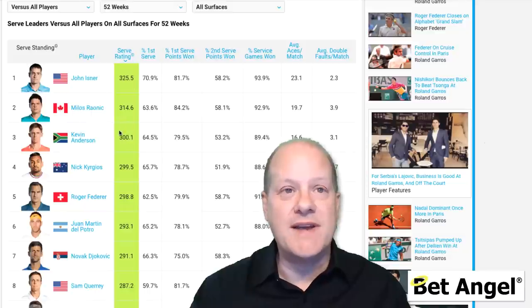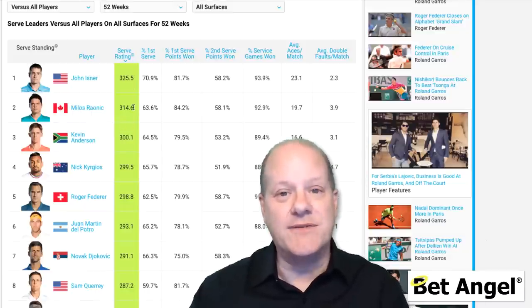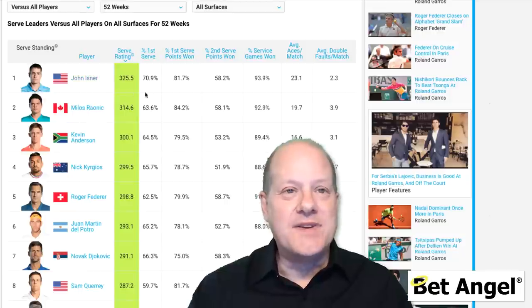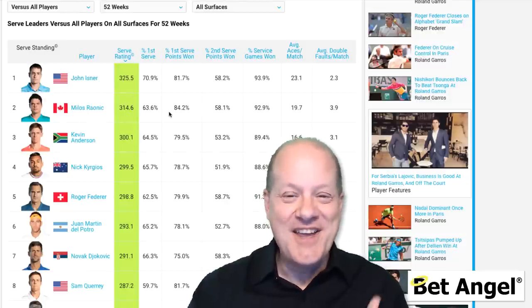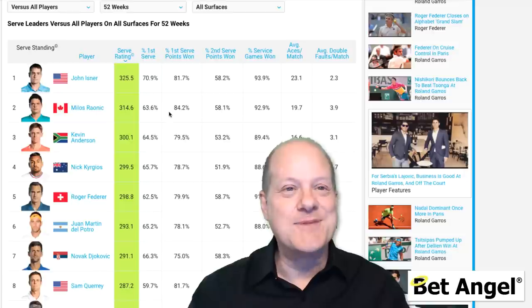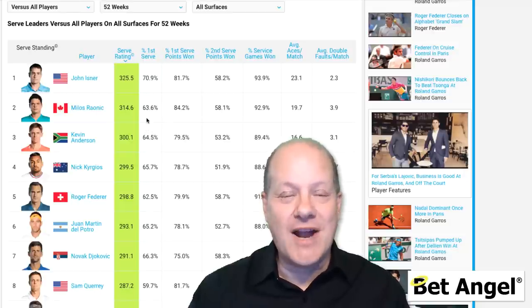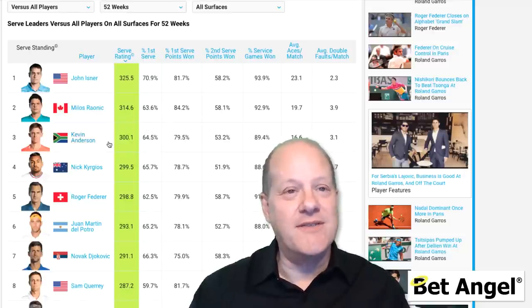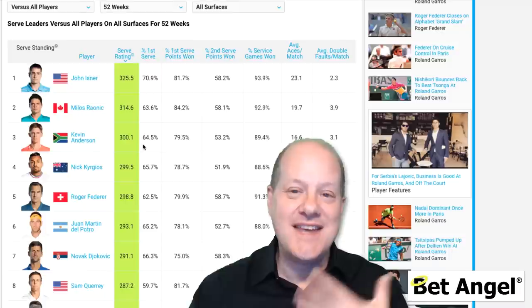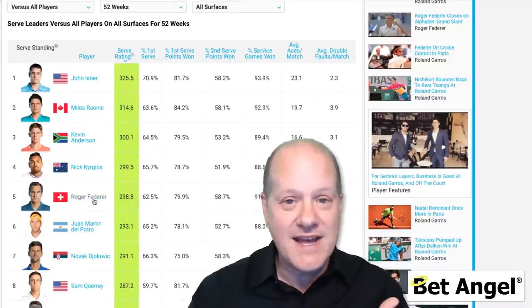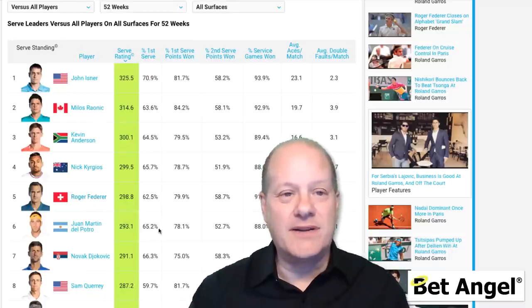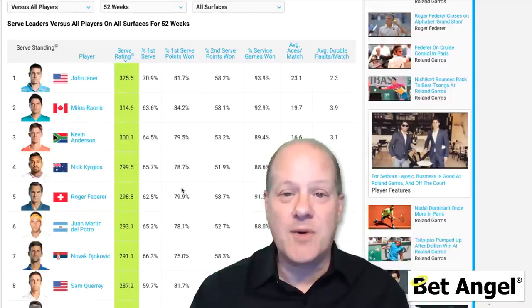The serve rating is basically how good are they at serving. That's a stat that's generated out of the statistics. So you can see John Isner is a good server. Well, I never would have guessed. If you've ever seen John Isner play, you'll know what I'm talking about. Milos Raonic is also a good server, as is Kevin Anderson. So you can see this is basically saying who serves well. You can see, despite his age, Roger Federer is up there as well, Del Potro, Djokovic, Sam Querrey.